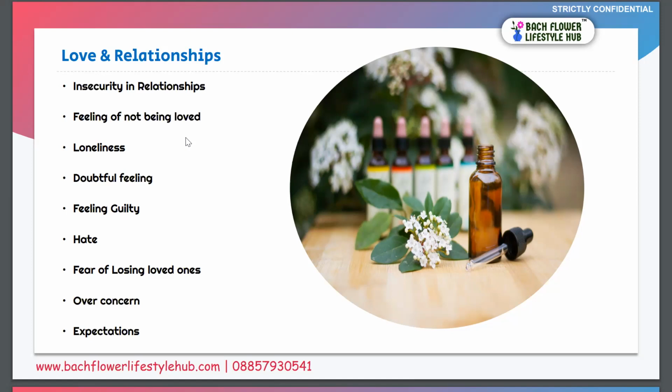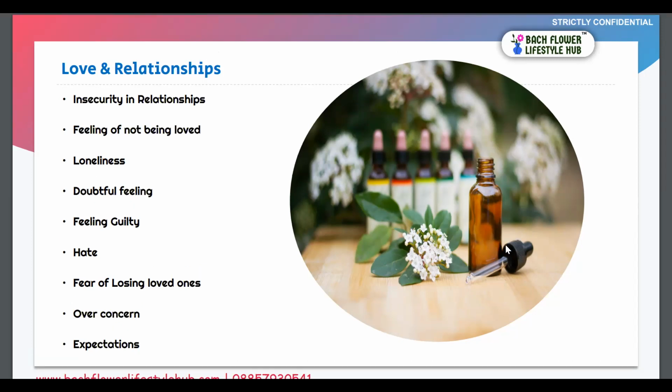Loneliness, especially for people in old age who suffer from these issues. Doubtful feelings about situations and persons, feeling guilty about something, hate, fear of losing loved ones, over-concern, and expectations. Some people have really unfair expectations from the people around them, their loved ones, and they emotionally blackmail them to do certain things in their life. Those kinds of people we can really help to balance their emotional states and the emotional aspect of their mind.